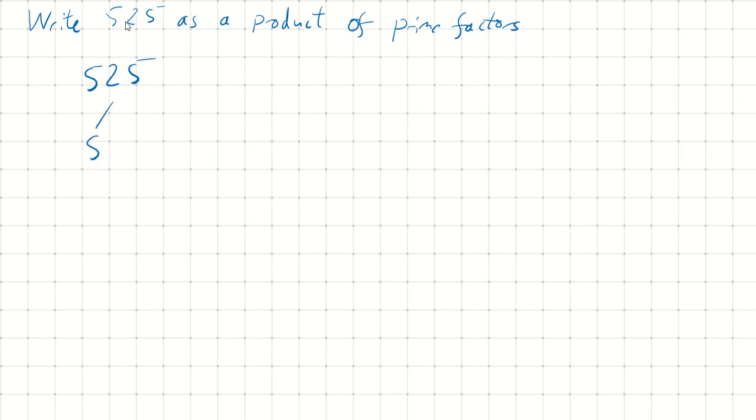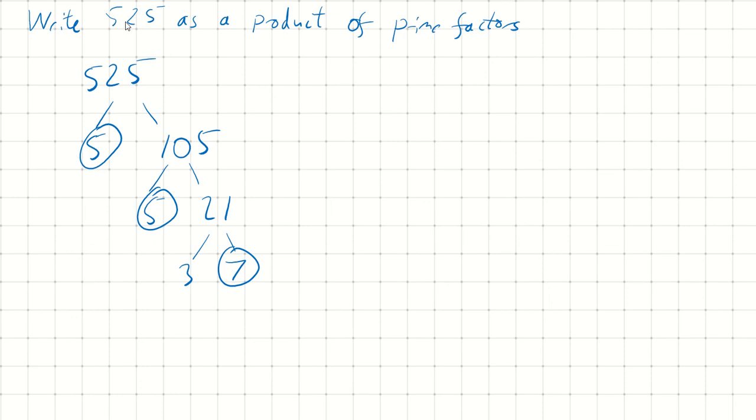In this case, one way would be to split it into 5 and 105. 5 is a prime, so circle it. 105 is 5 times 21. 5 is a prime, so circle it. 21 is 3 times 7. These are both primes. So this is 525 equals 3 times 5 times 5 times 7, which is the same as 3 times 5 squared times 7.